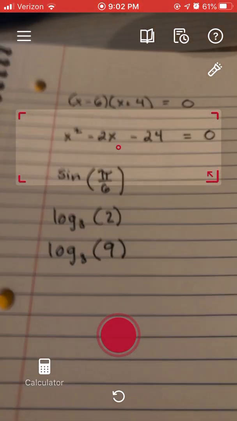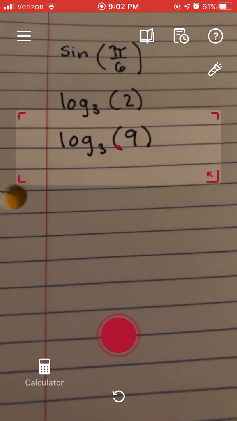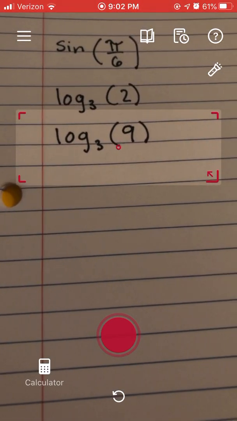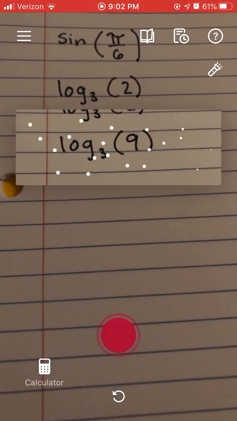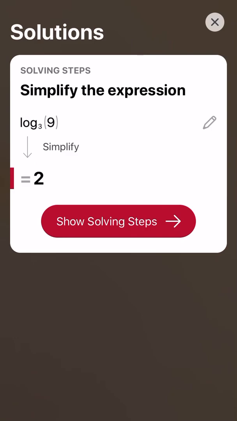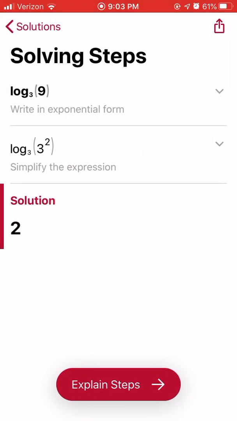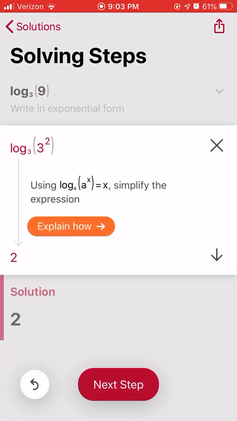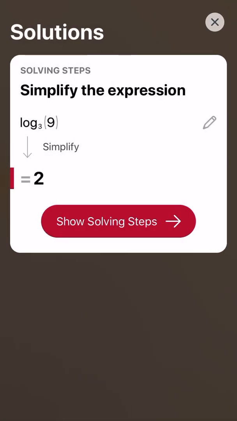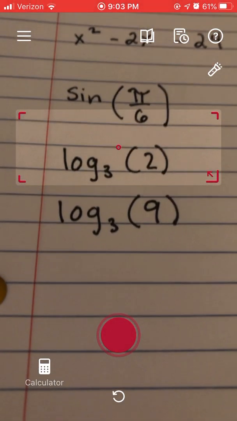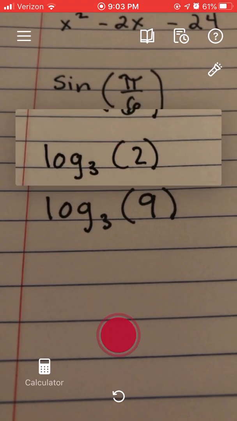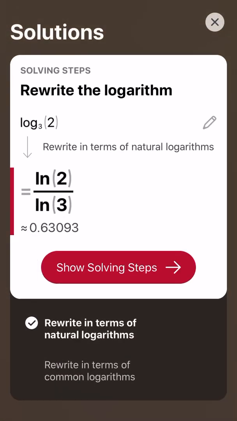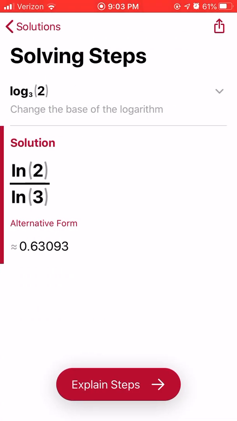So let's try something with logs. So this answer should be 2 because 3 squared equals 9. So let's try it out. That's an easy one to check. Show the solving steps. It shows, okay. But let's try one that I couldn't do in my head and see if I can do this one. And that's super helpful. See, if I forgot my graphing calculator, it gives me the answer, and it also shows how you can rewrite it. And I think that's really cool.